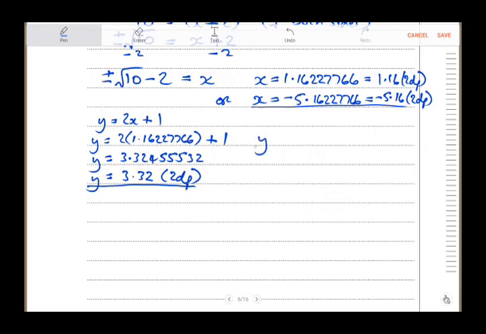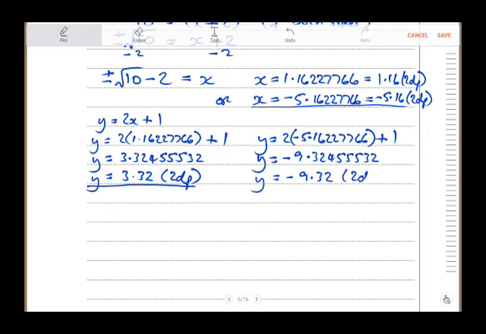The other one then, I'm going to substitute the other one in here. So y equals 2 bracket minus 5.16227766 close brackets plus 1. So I just go into my calculator. All I need to change is the 1 point into minus 5 point. Press equals. I get minus 9.3245532, or minus 9.32 to 2 decimal places.